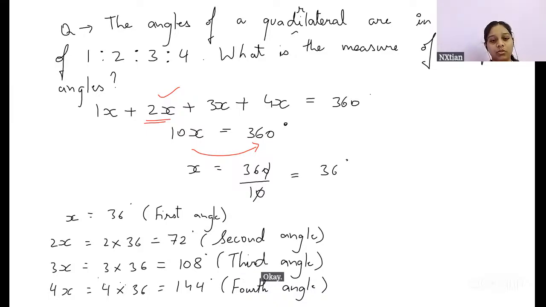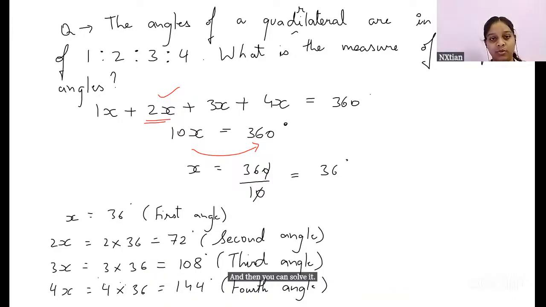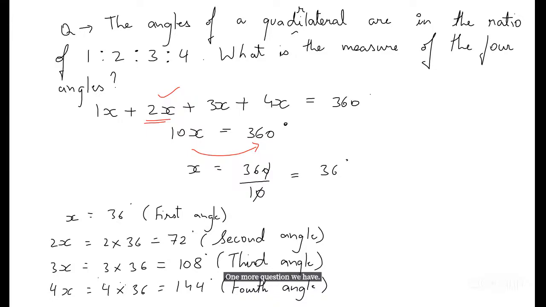All right. So, these are the kind of questions that you can expect. Some ratio kind of questions. Just remember the main thing: the sum of all the angles of a quadrilateral is 360 degrees. So when you are asked the measure, you can sum them up. If you don't know the value, you can put x, and then solve it. One more question, let's try it.